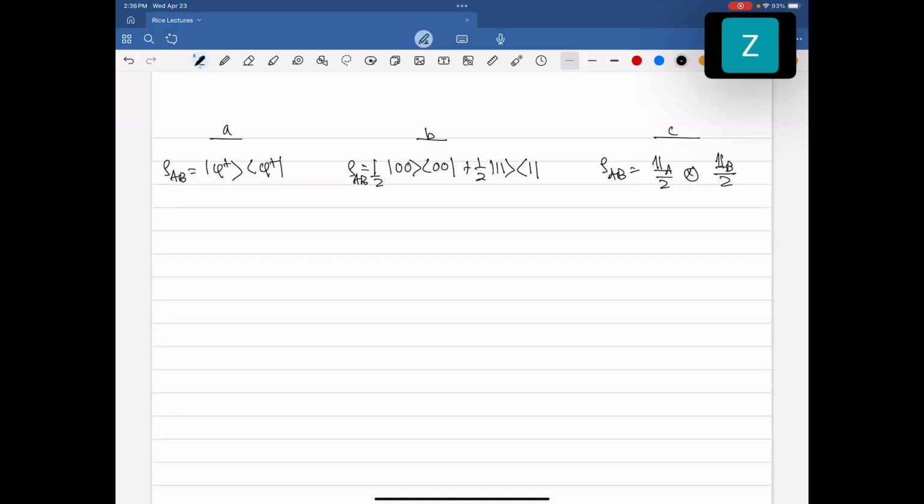Now let us see what the reduced density matrices rho A are in each case. For the first one, we already wrote it, so I'm going to just write it down again. What do you think is the next one? Just trace out B, and it's hopefully clear that the first position is reserved for A and the second position is reserved for B.